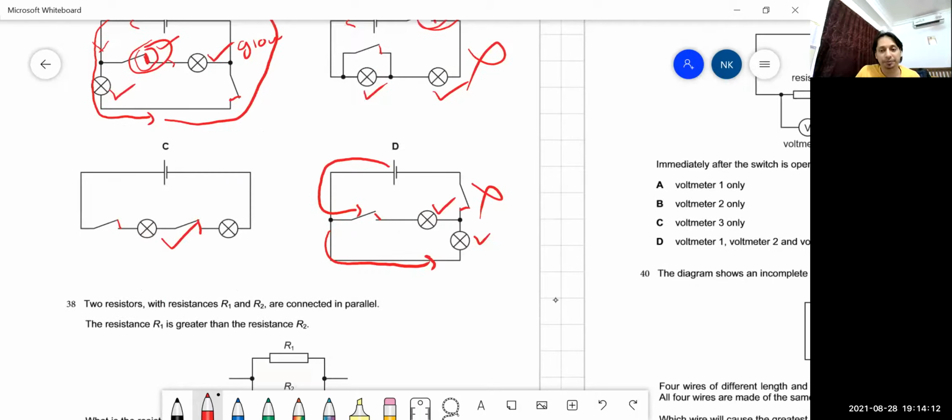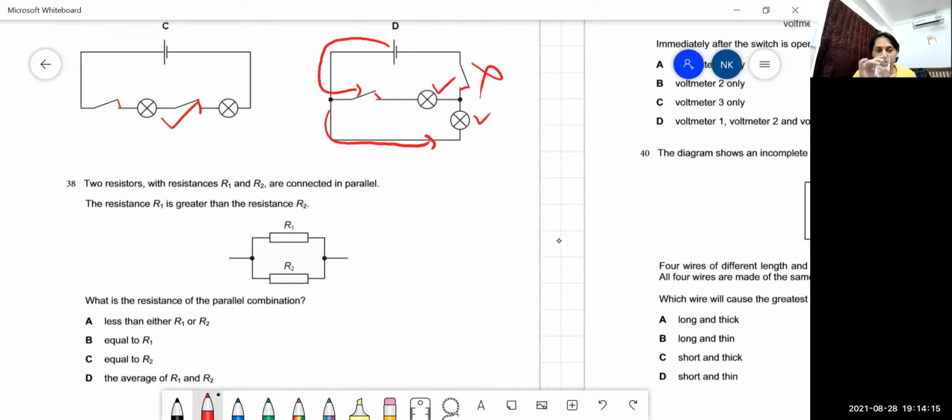Next question, children. Two resistors with resistance R1 and R2 are connected in parallel. What is the resistance of the parallel combination? Same type of question, children, we have discussed. So this will be less than either R1 or R2, because we have not been given what R1 and R2 are. So we will go with it will be less than any of the resistances R1 or R2. It cannot be equal to R1, it cannot be equal to R2, or it cannot be the average of R1 and R2. It will be less than either of R1 or R2.